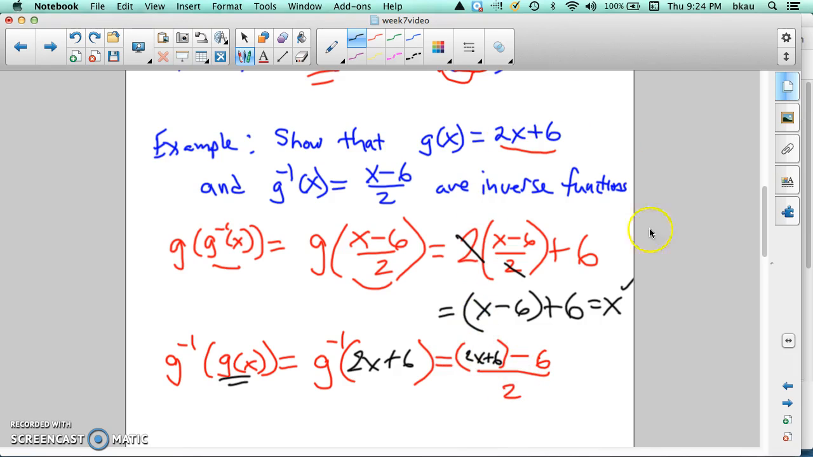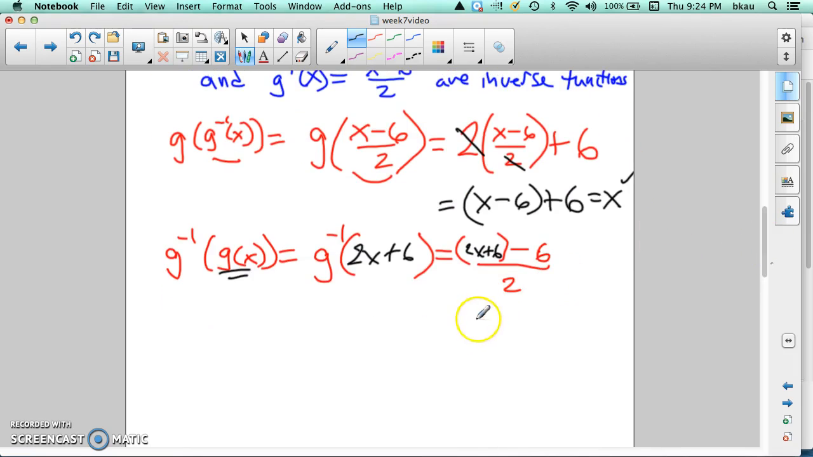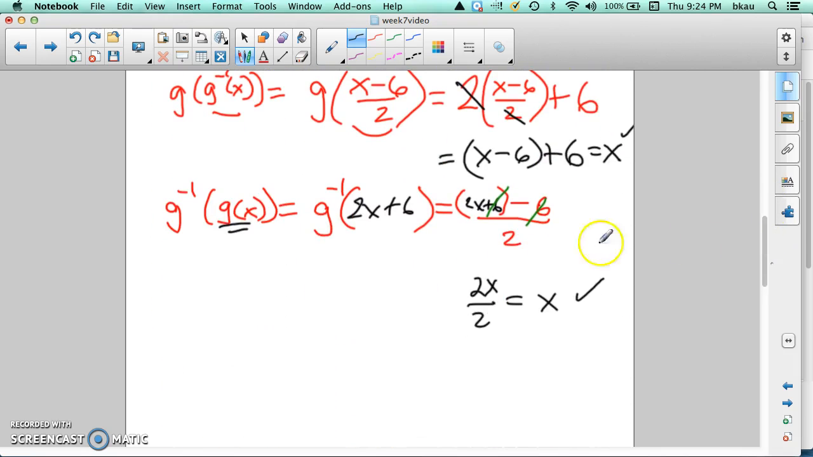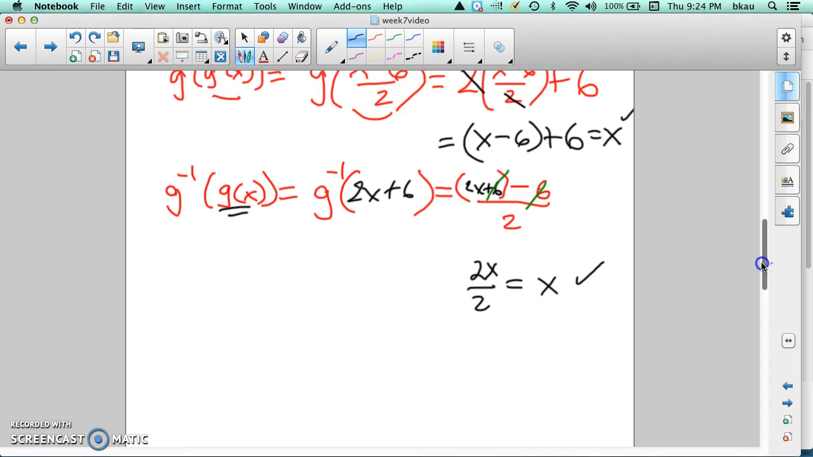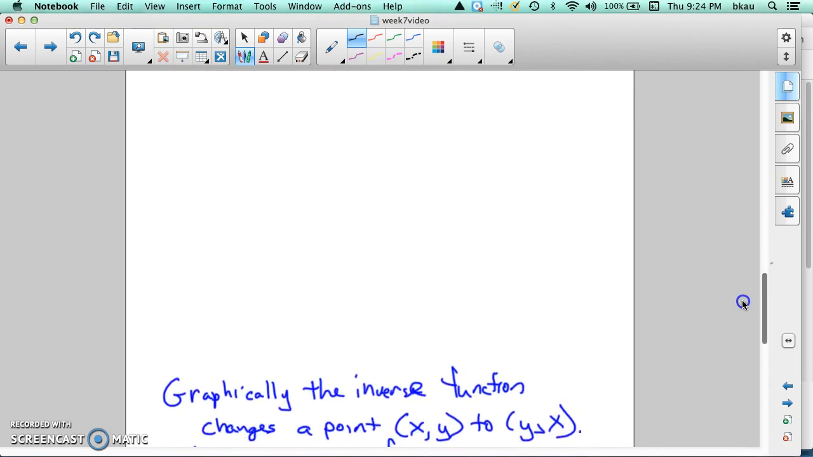So evaluating that, we're going to get 2x. These two 6's are going to reduce out. They're going to give us 0. Okay, so we're going to end up with 2x over 2, which then gives us x. So in both cases we did get x both times, and by definition g and g inverse are inverse functions by definition.